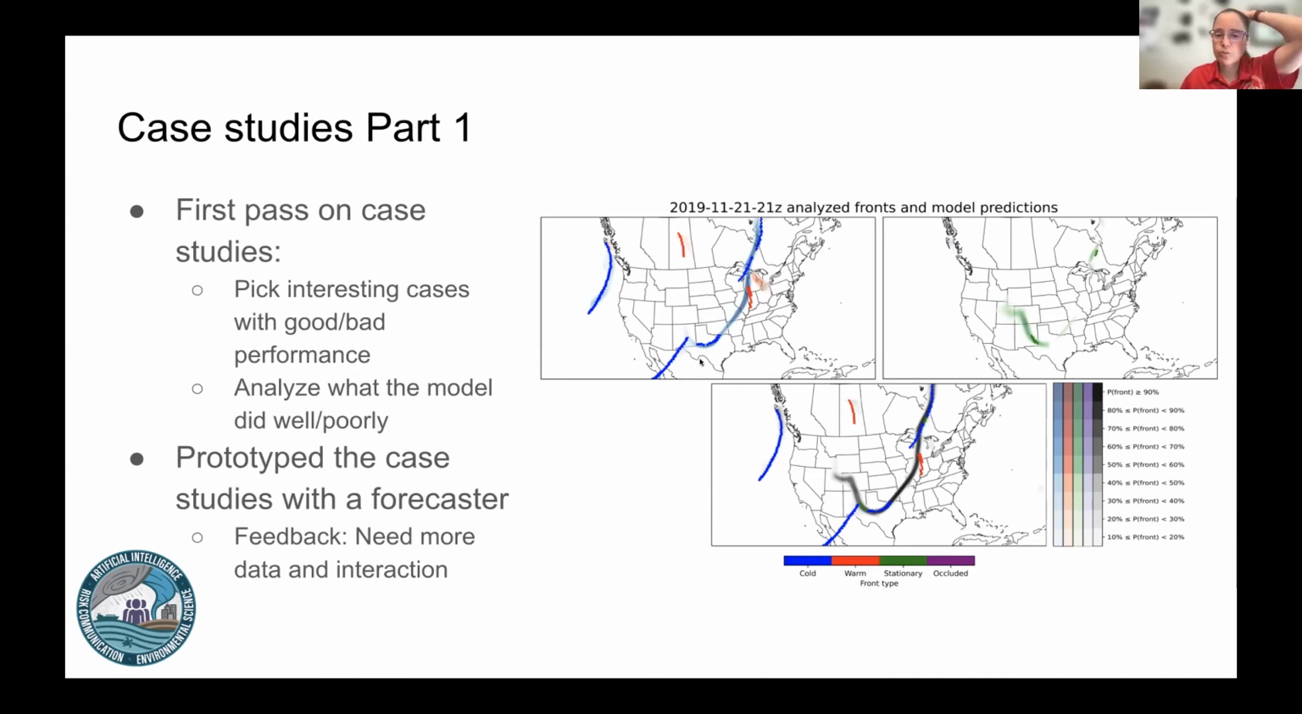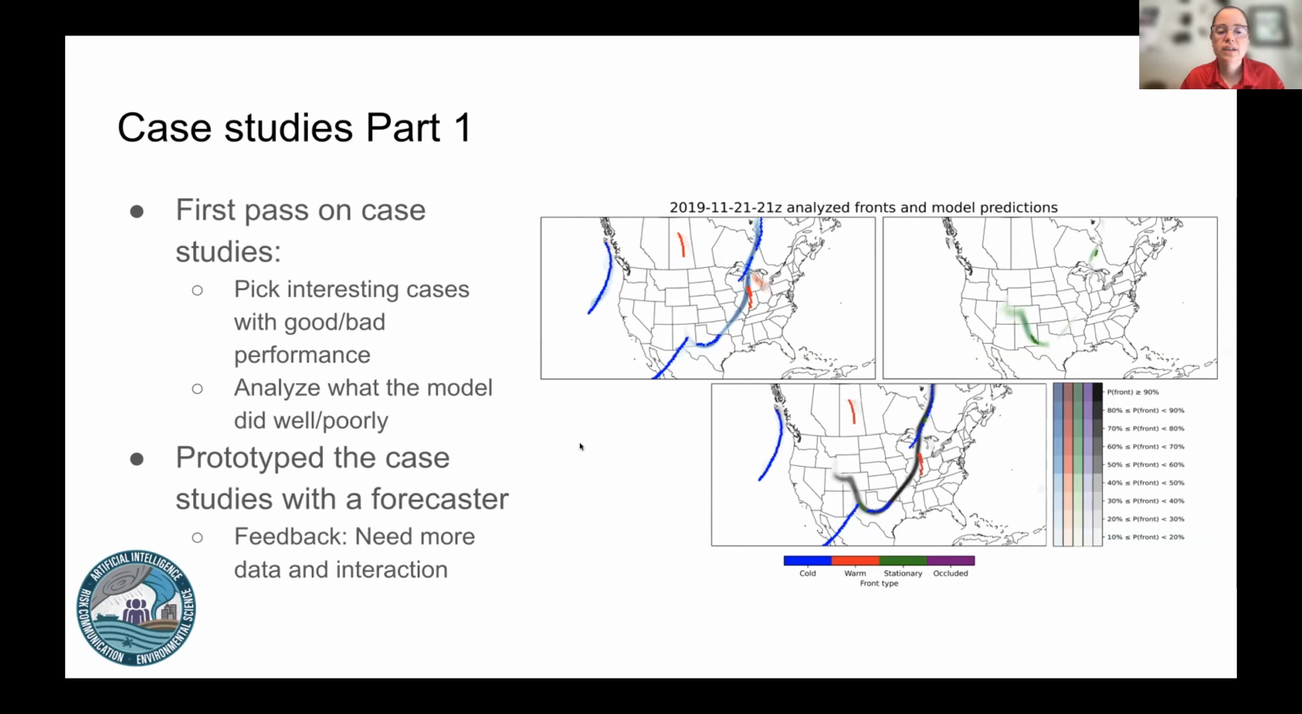So what we have in these graphs is we plotted the probability of the fronts and then the human drawn fronts in the exact same color. So the probability is like the shaded map here of a cold front, it's blue. And the human drawn cold front is the darker blue, the solid blue. Same with the red, probability of warm front, then the human drawn front. And then stationary is green, occluded is purple. And then we also made a model that was, is there any front? And that was gray. We prototyped this particular set of case studies with a forecaster.